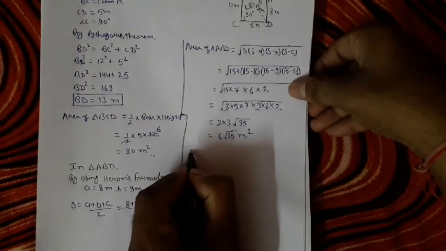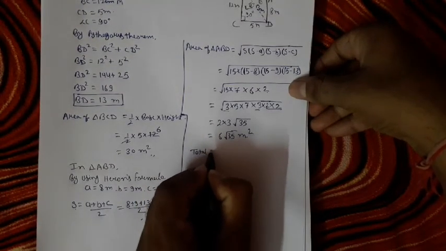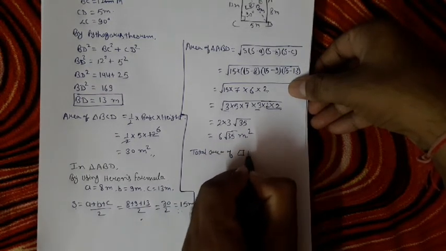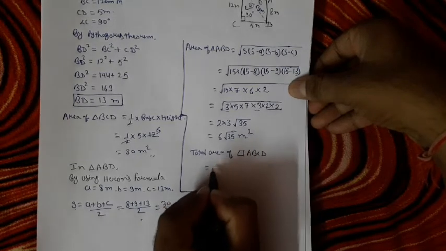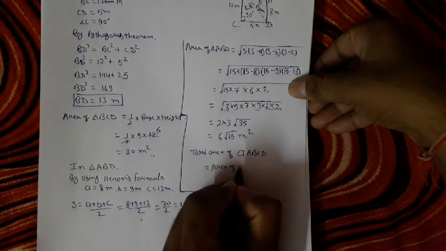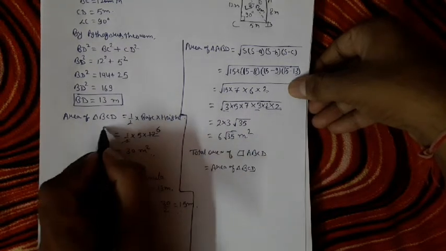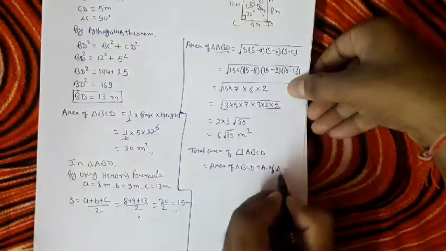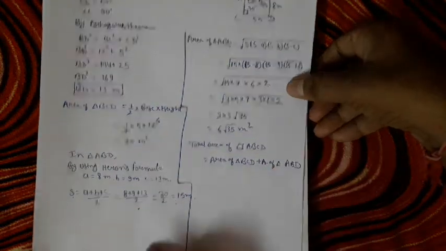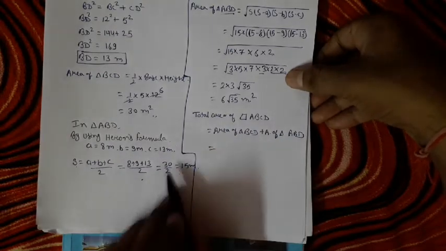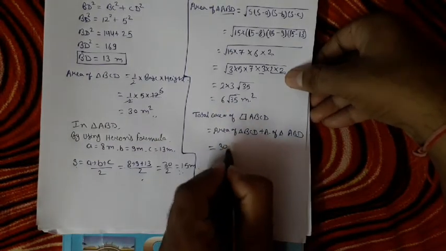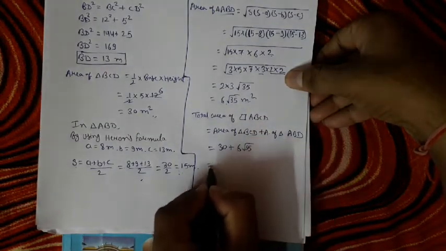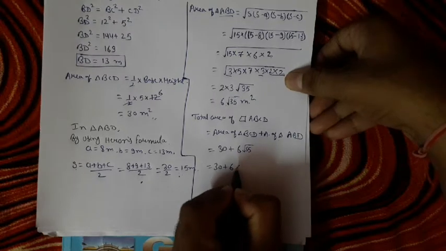Now we have to find the total area. The total area of quadrilateral ABCD. This would be the area of triangle BCD we have found first, plus area of triangle ABD. Okay, so area of BCD we have found how much? It was 30, plus area of ABD we have 6 root 35. So 30 plus 6 root 35.